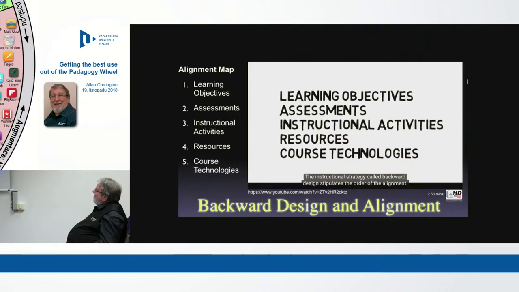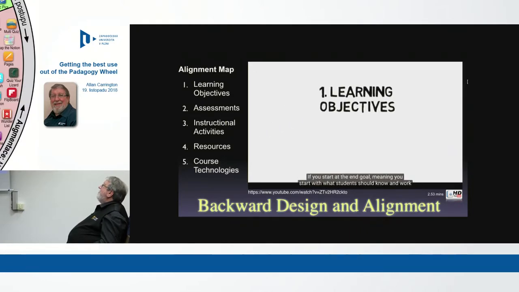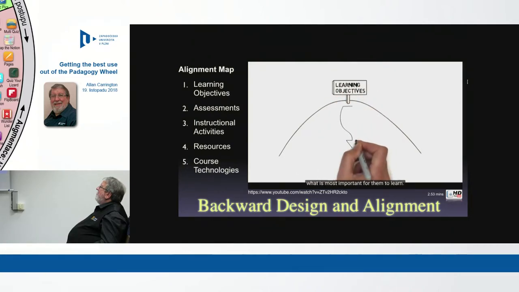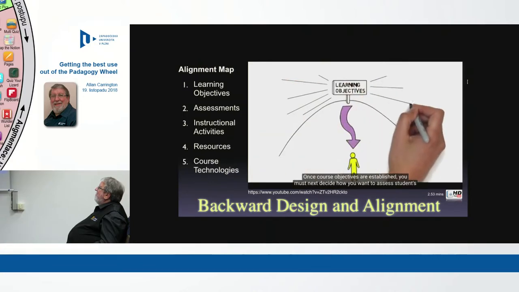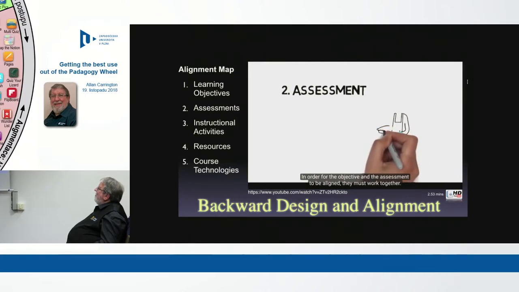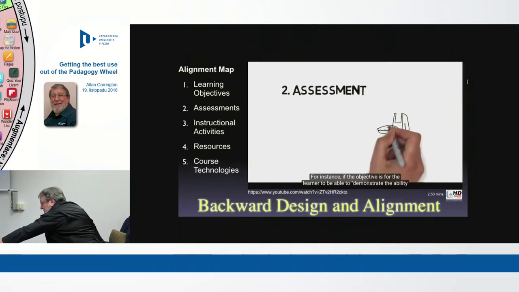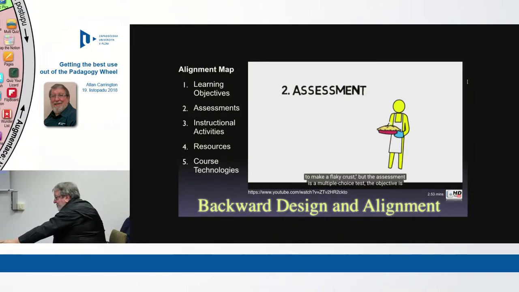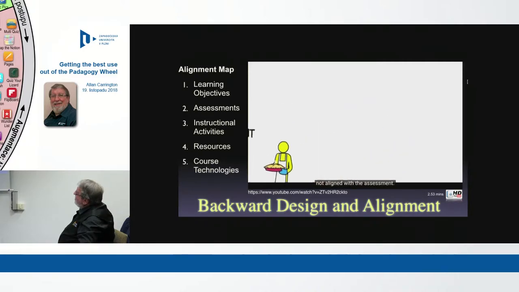The instructional strategy called backward design stipulates the order of the alignment. Backward design focuses on what students need to learn rather than what we want to teach. If you start at the end goal, meaning you start with what students should know and work backward, you are assured that your students finish your course with an understanding of what is most important for them to learn. Once course objectives are established, you must next decide how you want to assess the student's ability to successfully complete the objective. In order for the objective and the assessment to be aligned, they must work together. For instance, if the objective is for the learner to be able to demonstrate the ability to make a flaky pie crust, but the assessment is a multiple choice test, the objective is not aligned with the assessment.